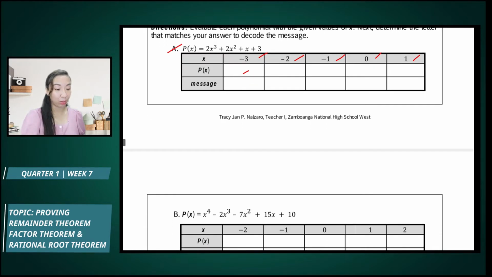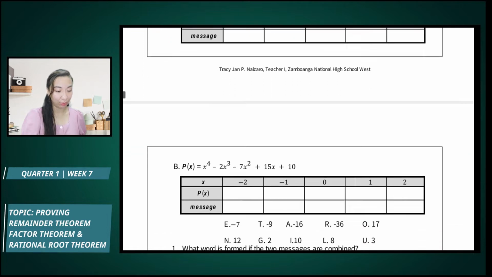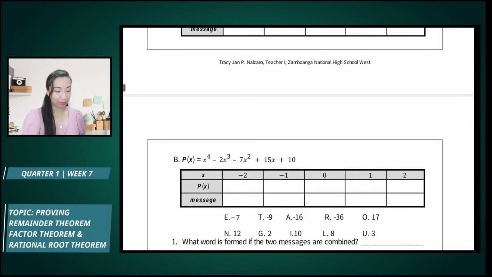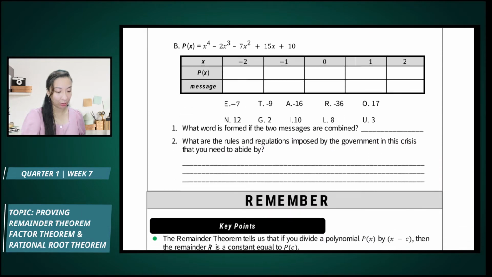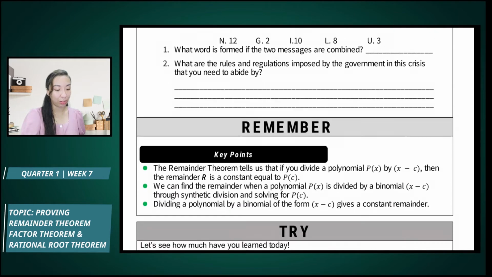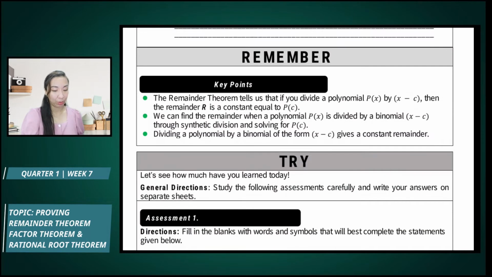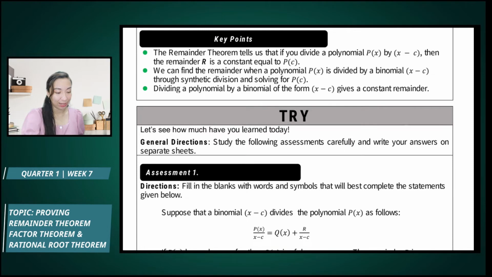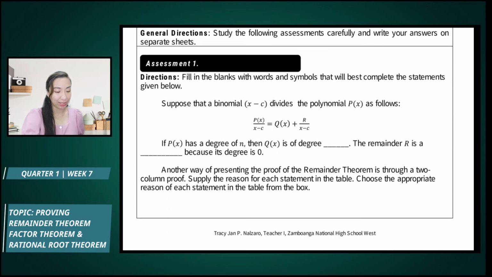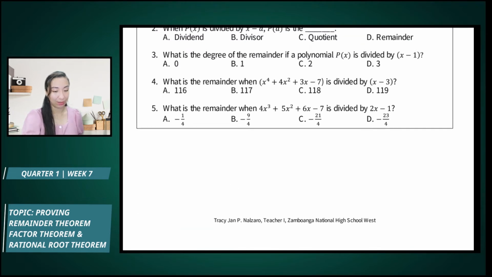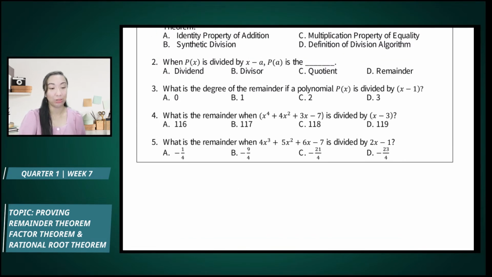And then a message will appear, no, from the given letters below. Same as with letter B. And then you have to answer the questions. Okay? Also, you have to remember some of the key points or important concepts regarding the remainder theorem. And you are going to answer the assessments below. Okay, so we have 3 assessments. So that is for the remainder theorem.